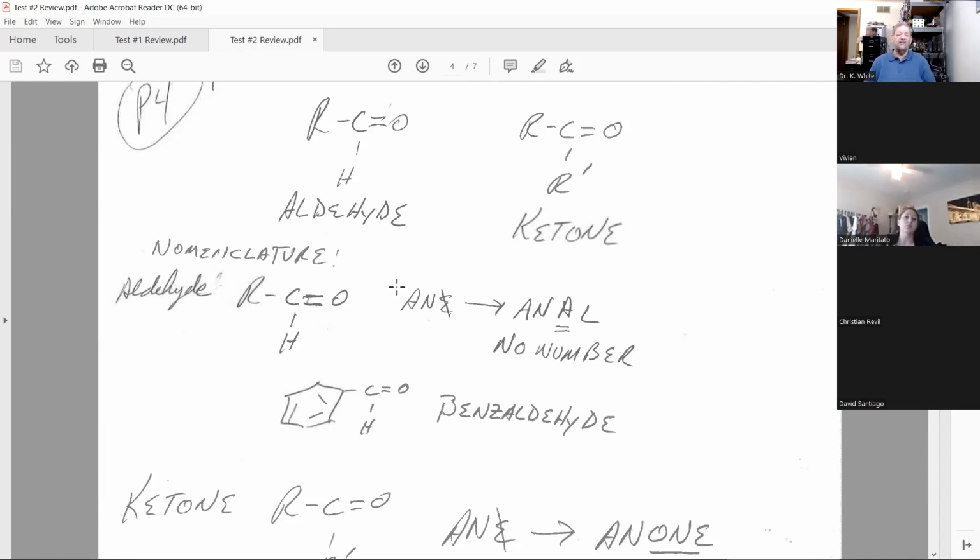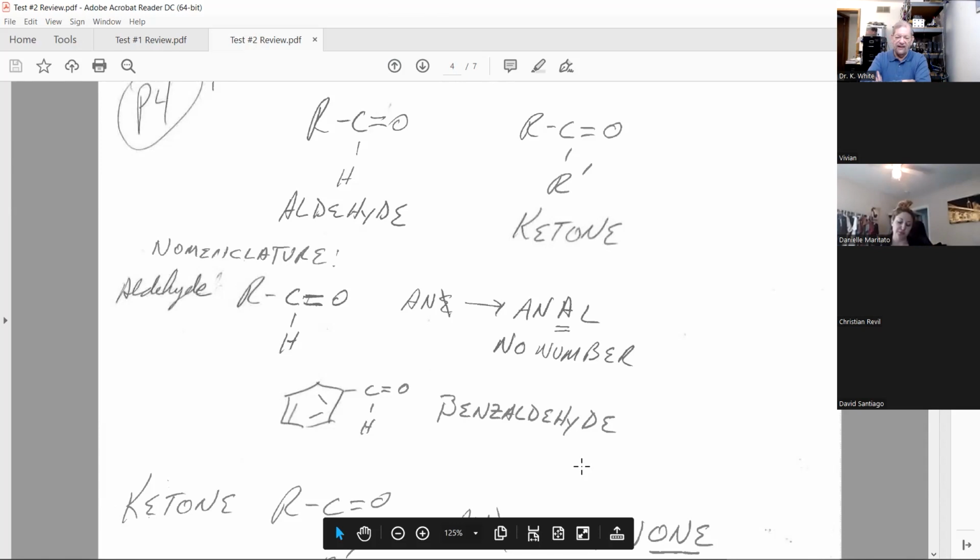All right, now one special aldehyde, which IUPAC took the common name and made it the IUPAC name, is when R is a benzene ring, and that's called benzaldehyde. And if you remember, that smells like either cherries or almonds.